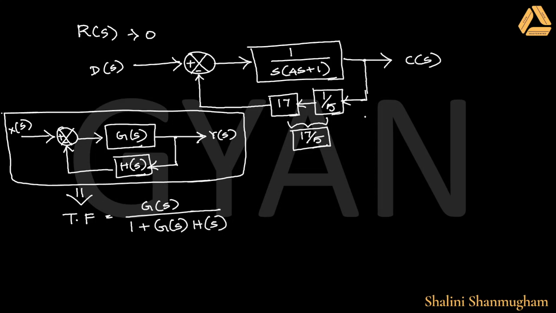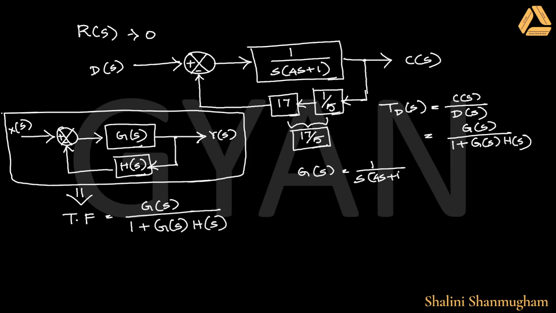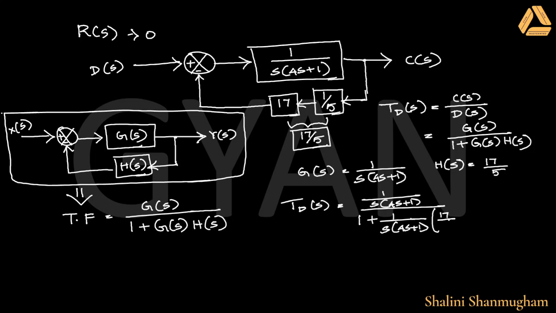So in our problem, this block diagram looks similar to this block diagram. So we can find the TD of S, that is the transfer function due to the signal D of S, as C of S by D of S, where the simplified formula is G of S by 1 plus G of S H of S. In our case, G of S is 1 by S into 4S plus 1 and H of S is 17 by 5. So replacing the concerned things, you will get 4S plus 1 into 17 by 5.